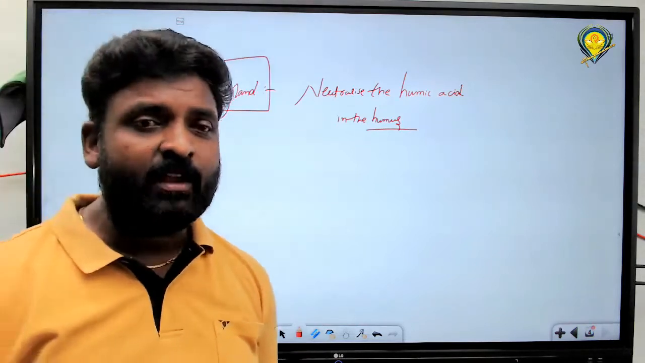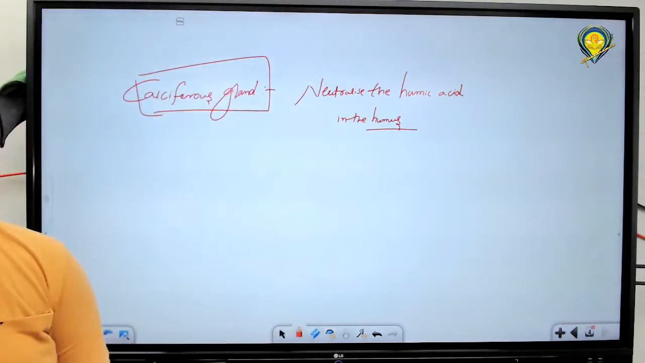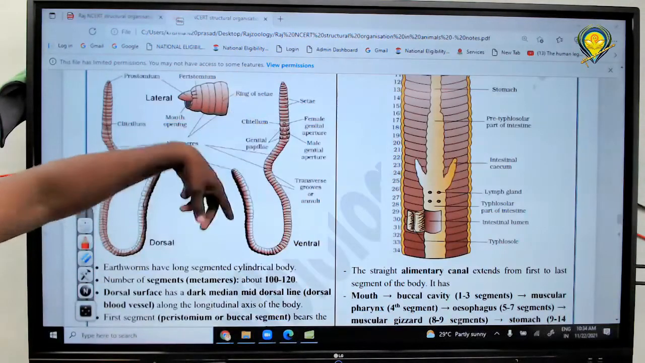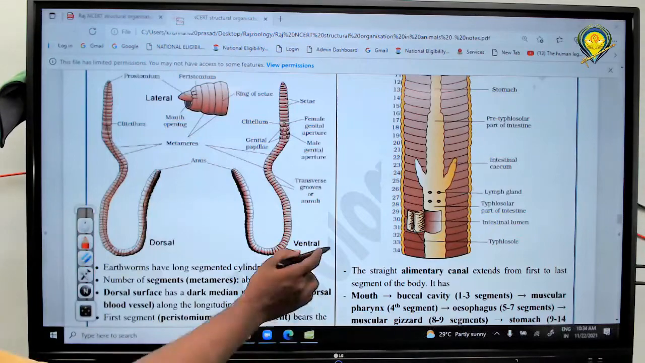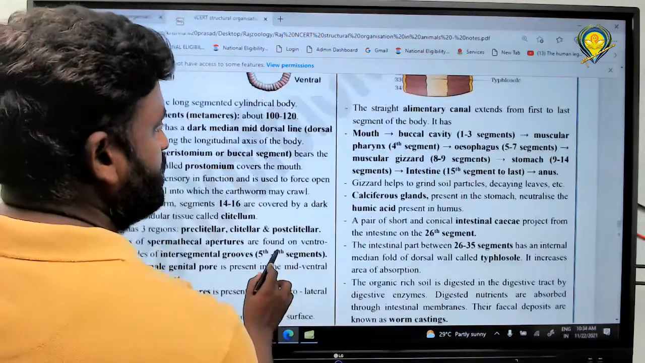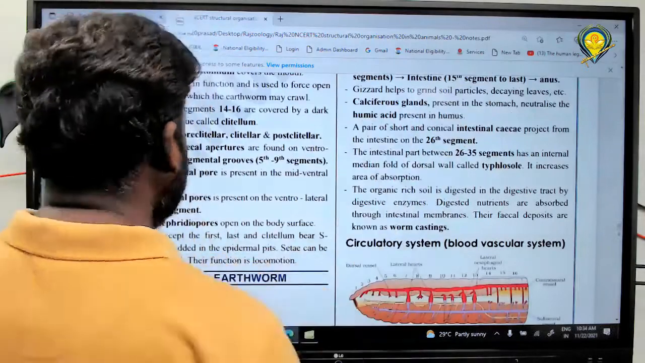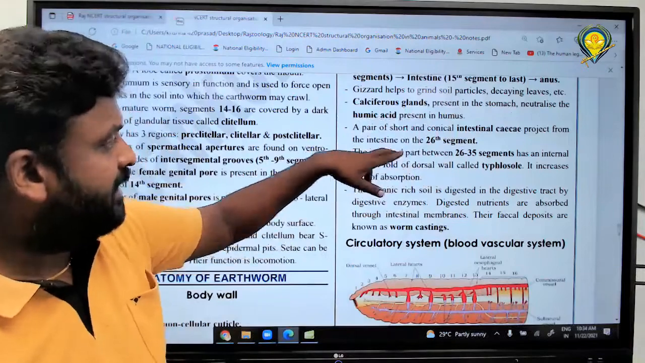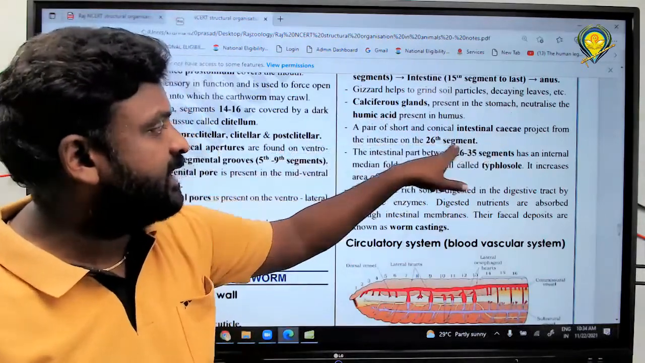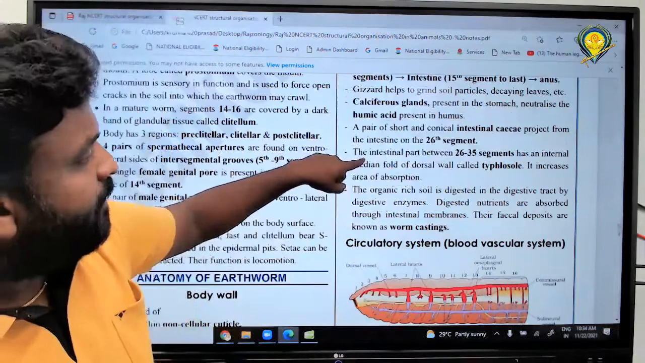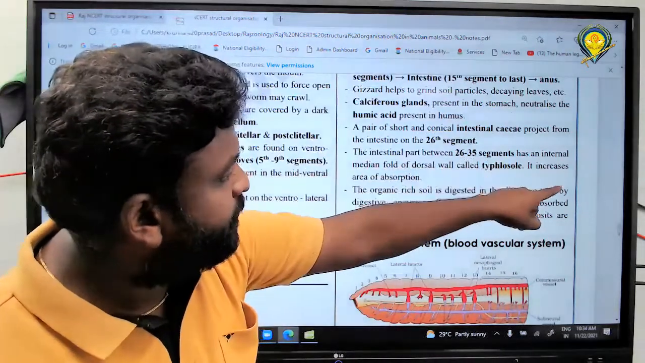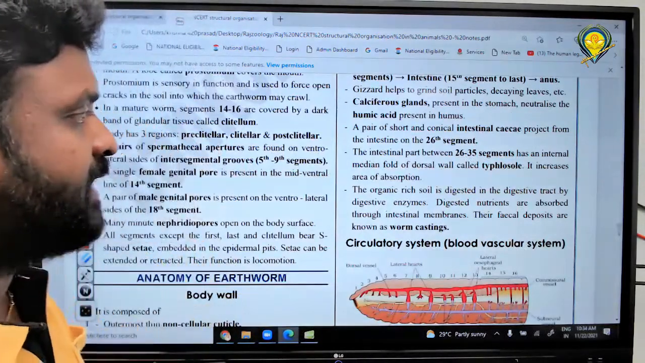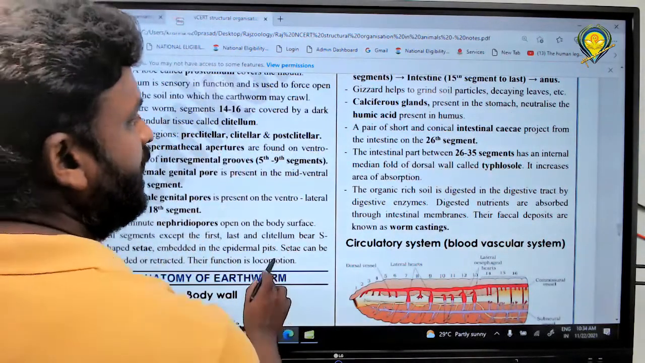Neutralize the humic acid in the humus. Got it? This is today's topic of earthworm. Okay, right. It's about the alimentary canal. These are the functions, tell me all of you. Right, next one is the gland. Calciferous gland. Next one, a pair of short intestinal caecae, located at where? 20 segments, right? And the intestinal part between the 26th to 35th segment has an internal fold on the dorsal wall called what? Typhlosole. It increases the area of absorption, right?